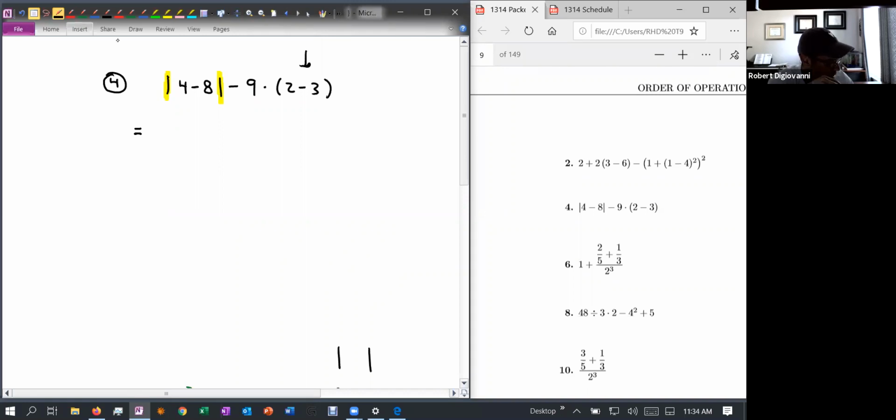So I'm going to look inside the absolute value, and I'm going to do 4 minus 8 first. 4 minus 8 is -4, but it's still inside the absolute value. So I have absolute value of -4, take away 9 times 2 minus 3.